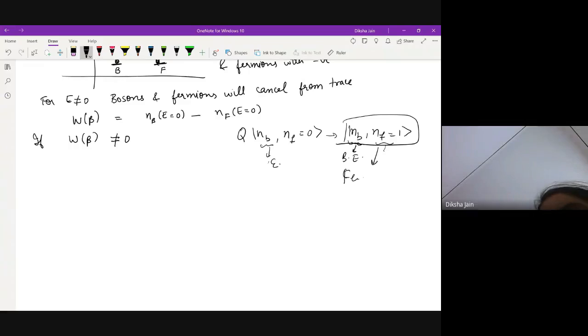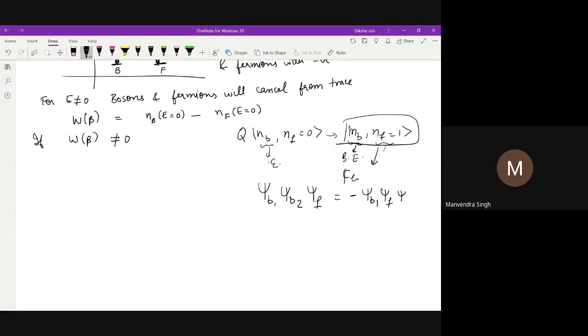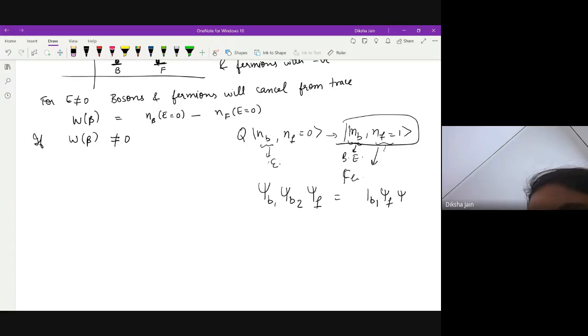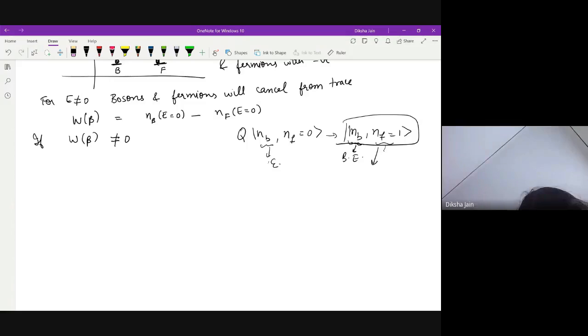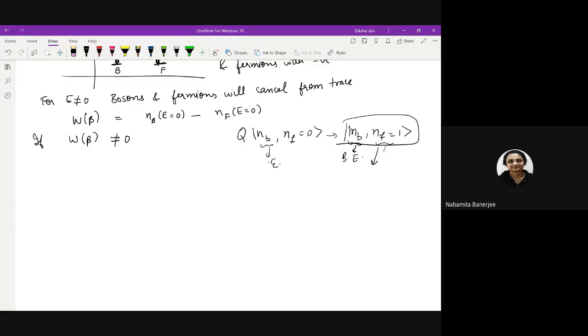Collectively, it behaves like a fermion, because if you have, let's say, wave functions, with two bosons and one fermion, and if you interchange them, you will get a negative sign, no? Right. The same thing happens in atomic physics also. Some atom behaves like a fermion if it has, like, one unpaired electron or something. Yes. Okay. Diksha, then what do you mean by NB equal to NF?